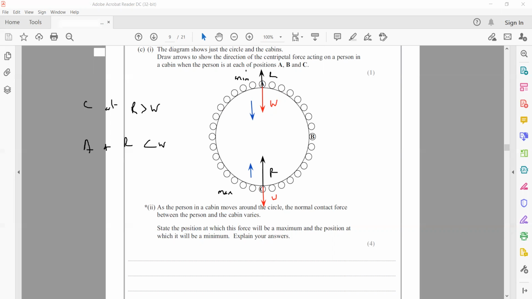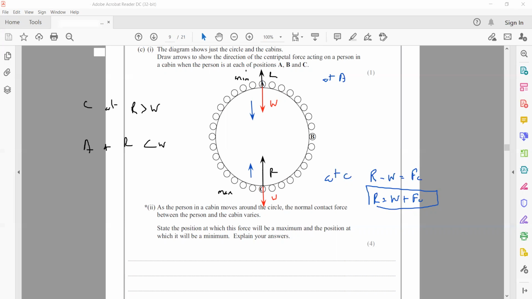And when we write the equations, the equation for the resultant force at C and at A. So R is acting up, so R minus W should be equal to the centripetal force Fc, or we can say R is equal to W plus Fc. So it means the normal contact force should be the sum of weight plus centripetal force.